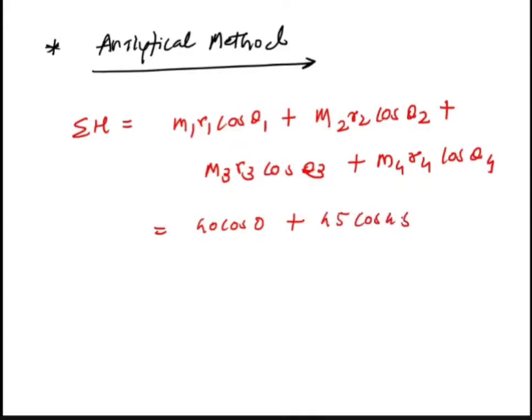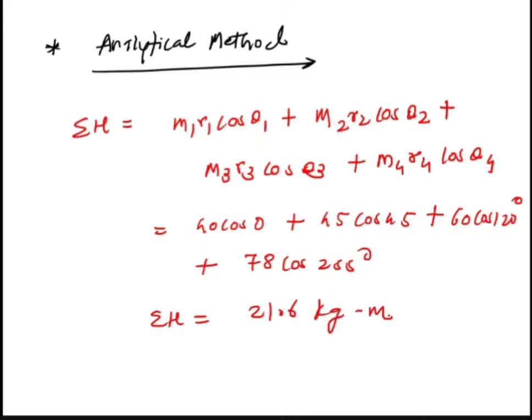45 into cos 45 plus, this is very easy. Try to understand that solving a problem by using the analytical method for this case is very easy as compared to the graphical method. So cos 45 degree plus m2 r2 cos theta 2, plus m3 r3, which is 60 into cos 120 degree, plus m4 r4, which is 78 into cos 255 degrees. So put into the calculator, we are getting summation H is equal to 21.6 kg meters, right? We are getting this 21.6 as the summation of horizontal forces.